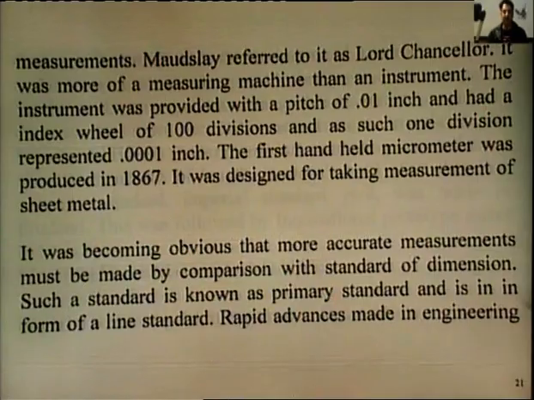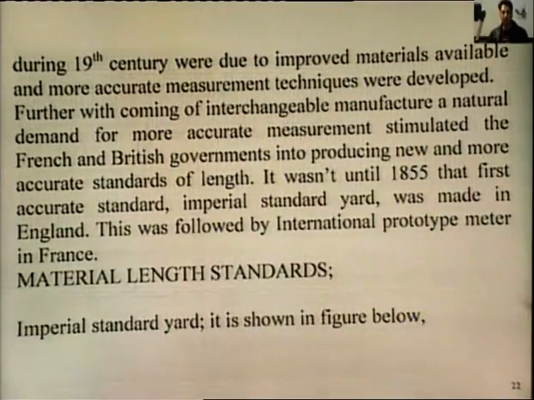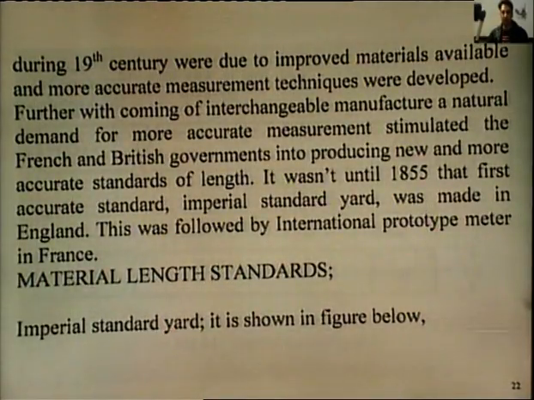The first handheld micrometer was produced in 1867. It was designed for taking measurement of sheet metal. It was becoming obvious that more accurate measurements must be made by comparison with a standard of dimension. Such a standard is known as primary standard and is in the form of a line standard. Rapid advances made in engineering during the 19th century were due to improved material available, and more accurate measurement techniques were developed.